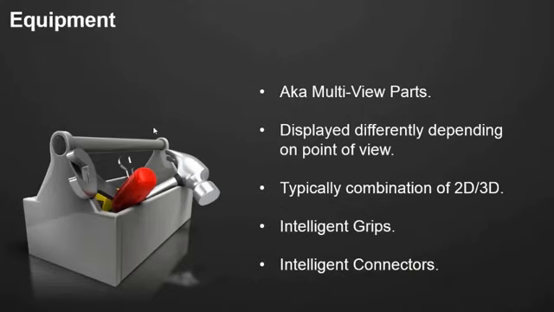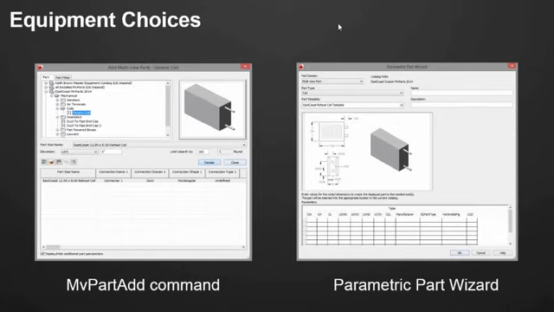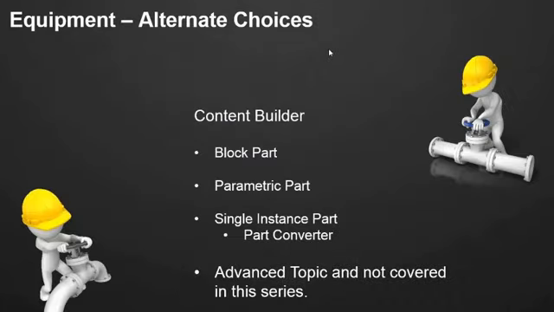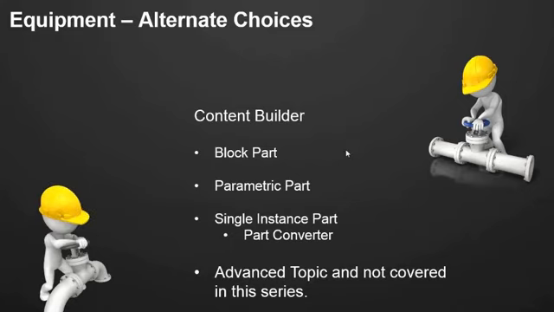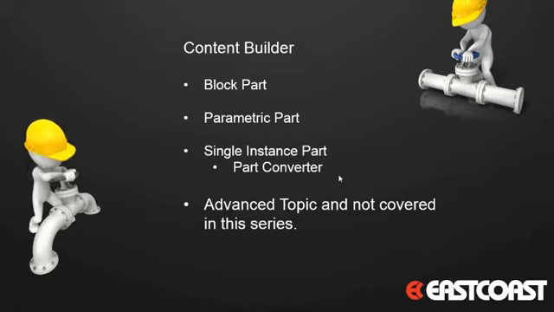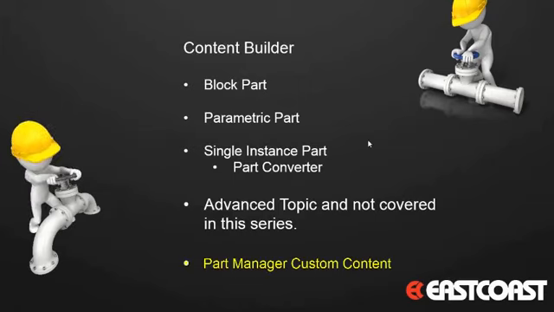We spoke about equipment. I'm not going to go too much more into that, how to get your equipment into your drawing, and some alternate choices for equipment, basically how to create your own via the content builder. This is a very advanced topic, and we're not going to cover it in this series, but I have started putting together a series in the future that would cover creating your own content, and I would add into this also using the part manager, which is the EastCoast CAD database interface.